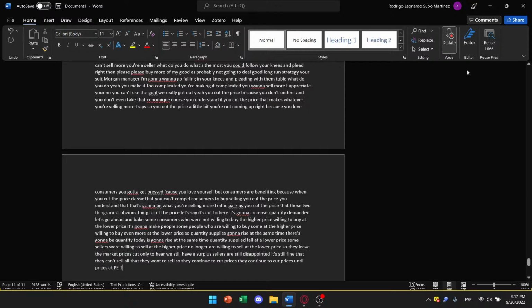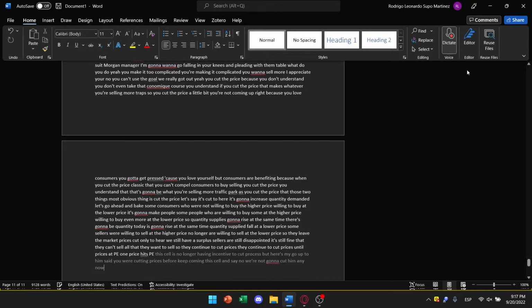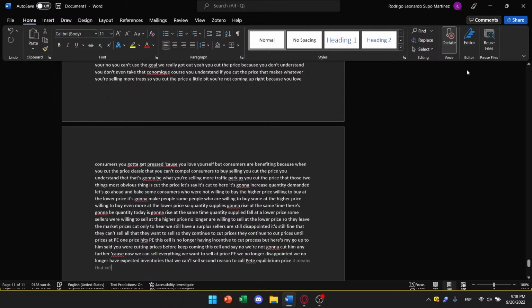When price hits PE, then sellers no longer have an incentive to cut prices. Buyers might go up to them and say, you were cutting prices before, keep cutting. Sellers say, no, we're not going to cut any further, because now we can sell everything we want to sell at price PE. We no longer are disappointed. We no longer have unexpected inventories that we can't sell. So that's the second reason we call PE an equilibrium price.